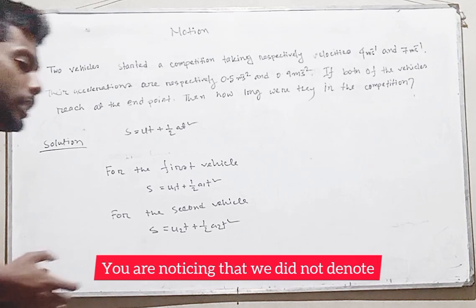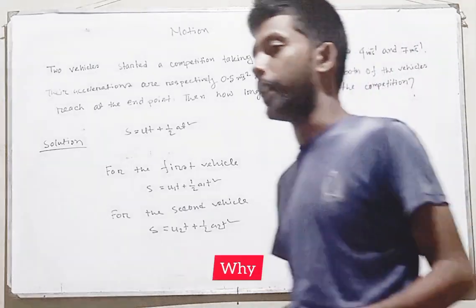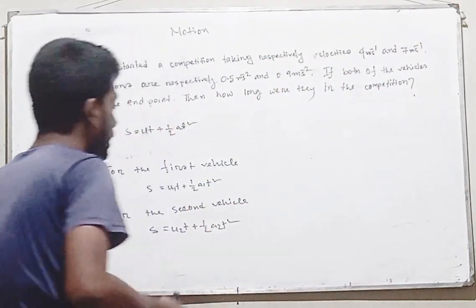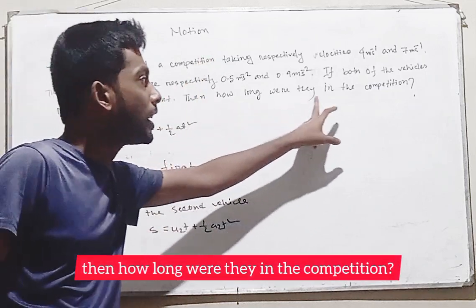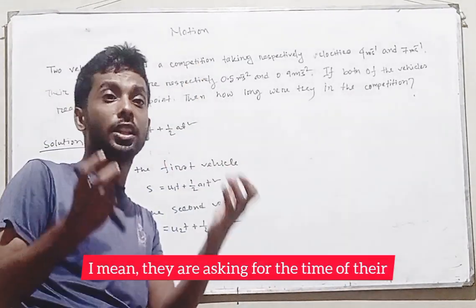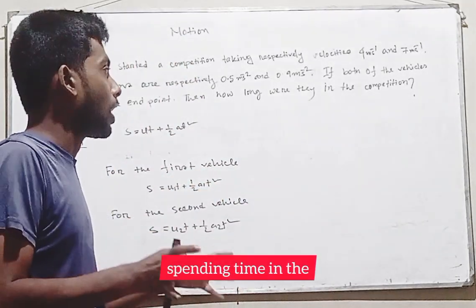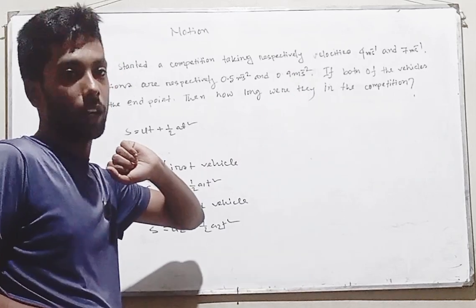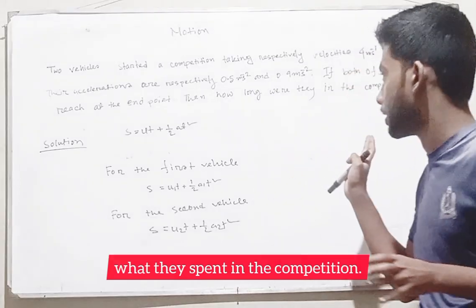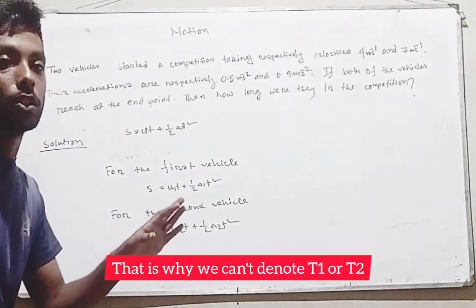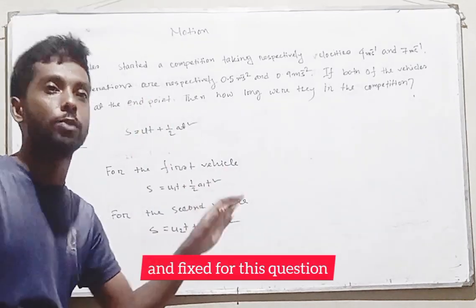You're noticing that we did not denote S1 or S2, T1 or T2. Why? What's the problem and what's the reason behind it? Yes, because when you are noticing that, how long were they in the competition? I mean, they are asking for the time of their spending time in the competition. I mean, they want time. They want time what they spent in the competition. So that is why we can't denote T1 or T2, because time is the same and fixed for this question.